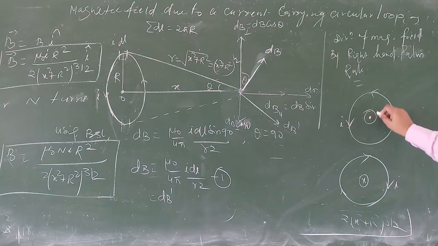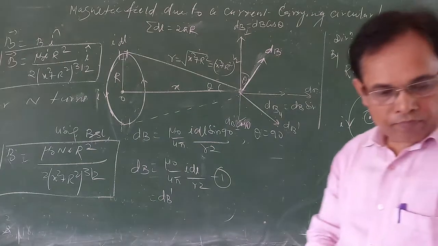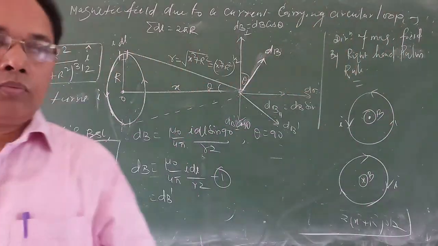So this is the direction of magnetic field. So that can be obtained. Do it fast.